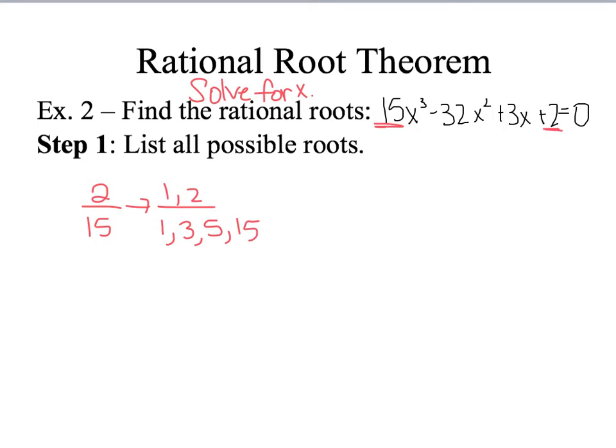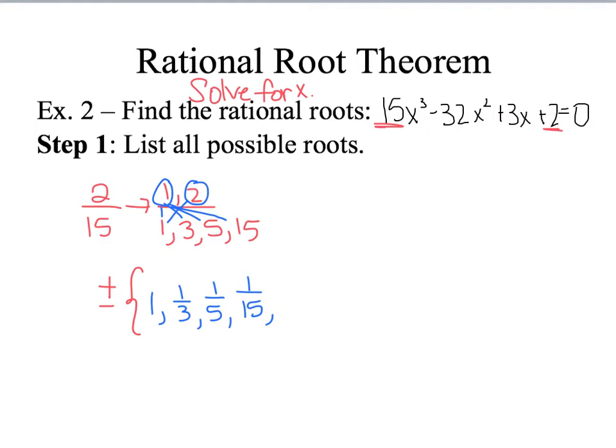Okay, and now I'm going to take each number in the numerator and write it over each term in the denominator. I'm just going to save myself time by writing the positive and negative sign in front of my braces. So we're going to start with 1. 1 over 1 is 1. 1 over 3 is 1/3. 1 over 5, we have 1/5. And 1 over 15 is 1/15. And then I'm going to do the same thing to 2.